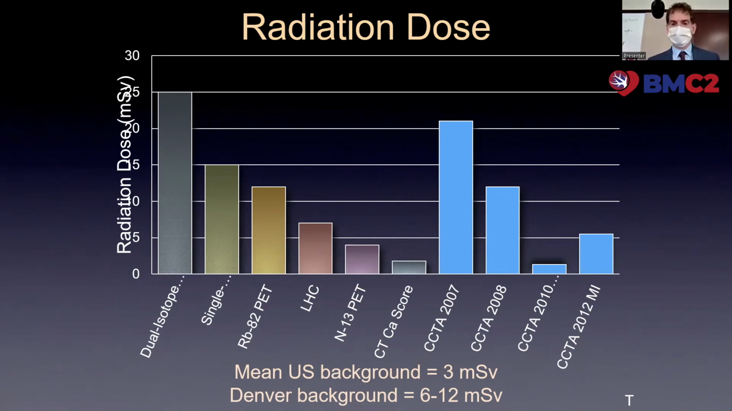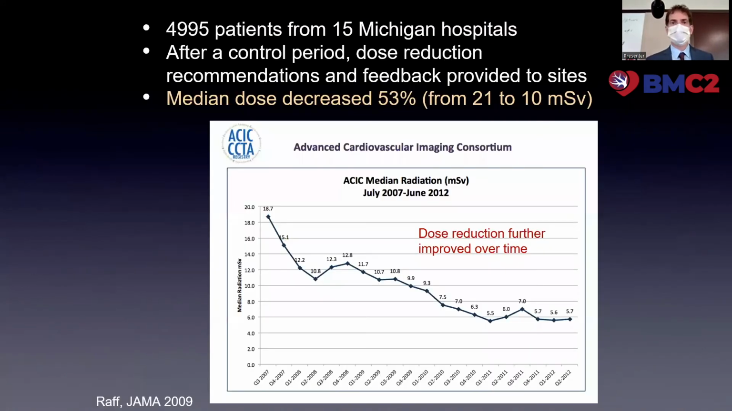That's just a diagnostic cath. Calcium score is about 2 millisieverts. Here's where CT was way back in like 2007, and you can see it really has come down to much lower doses. So it's become a much safer test.